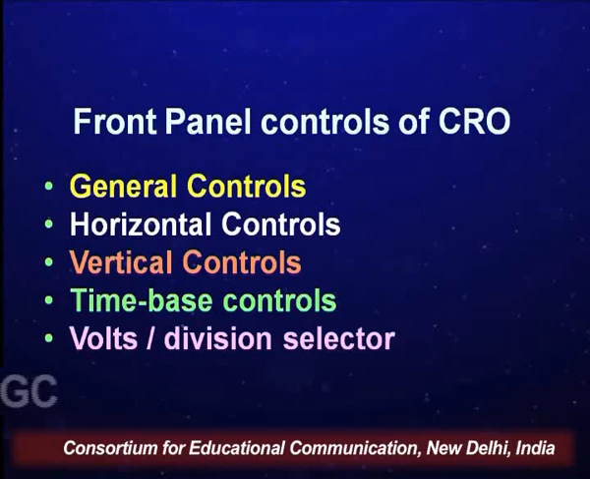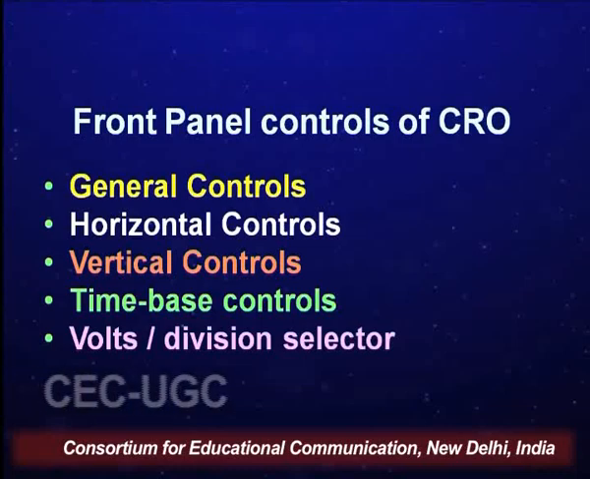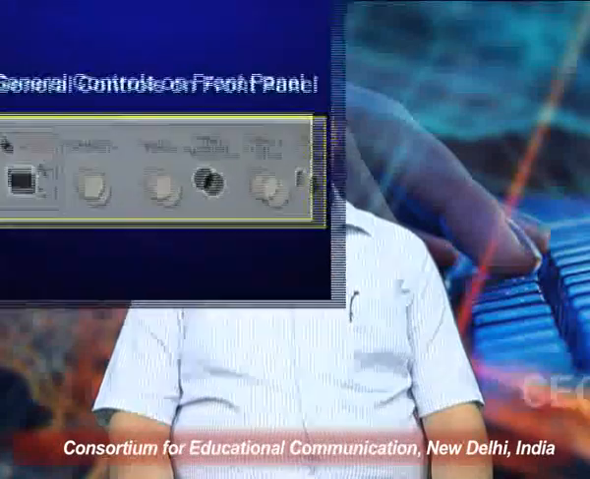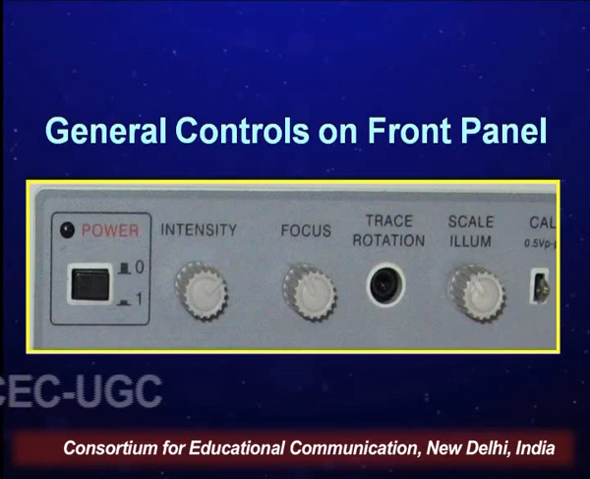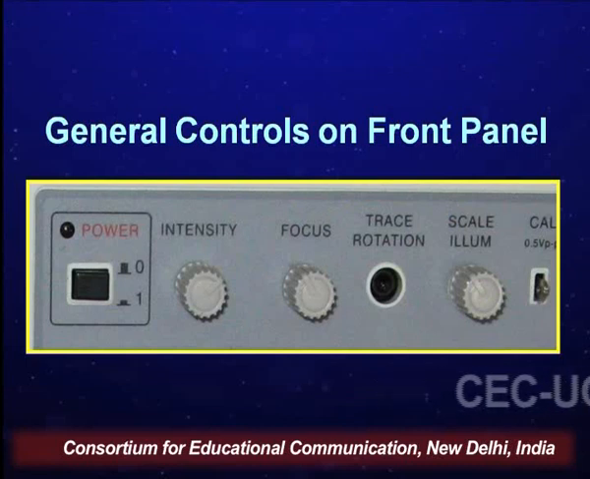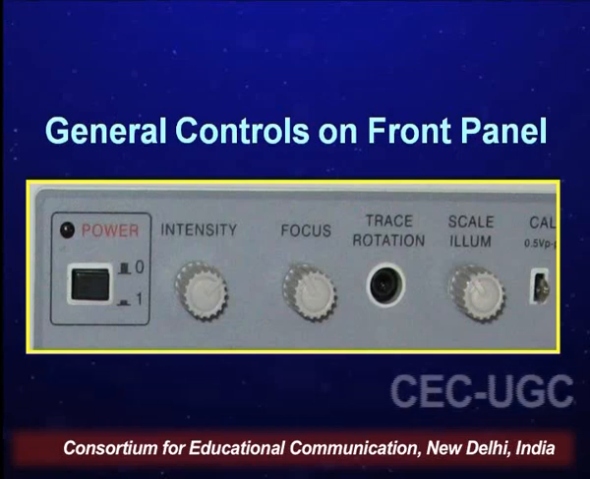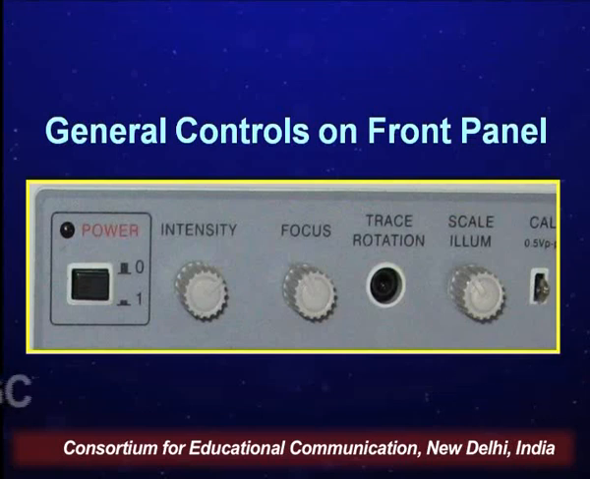First, the general controls or the front panel controls of a CRO. The general controls are the ones that help us get good quality waveform on the screen itself. The first one is the on off switch. The on off switch, when depressed, switches on the electron beam. It is important to note that while using a CRO, this on off button should not be used very frequently. It should be switched on at the beginning of the class and switched off only when the class is over.